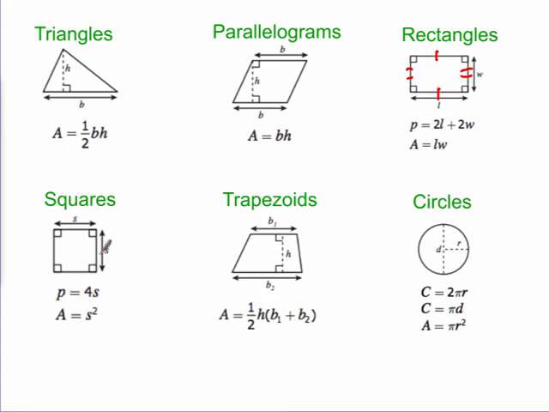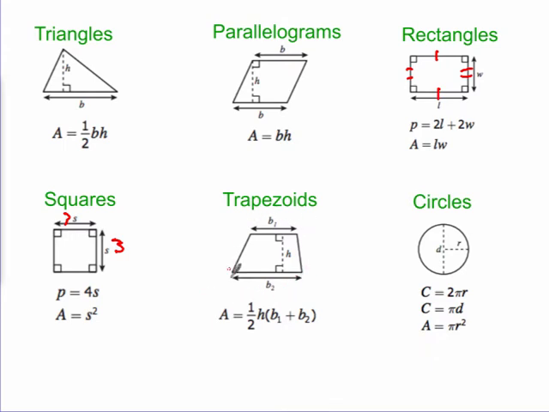Squares are just special rectangles where all the sides are the same length. So the perimeter is just 4 times the side. So if this has a side length of 3, then its perimeter is just 3 plus 3 plus 3 plus 3, or 4 times 3, which is 12. And the area is just the side squared. So for the area of this square, it'd be like 3 times 3 is 9. So that's all we need to do for the formula for area and perimeter of a square.